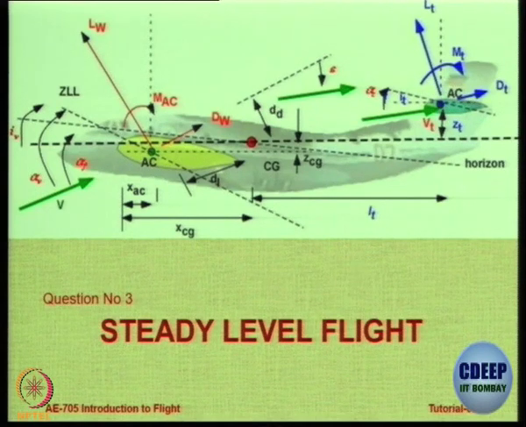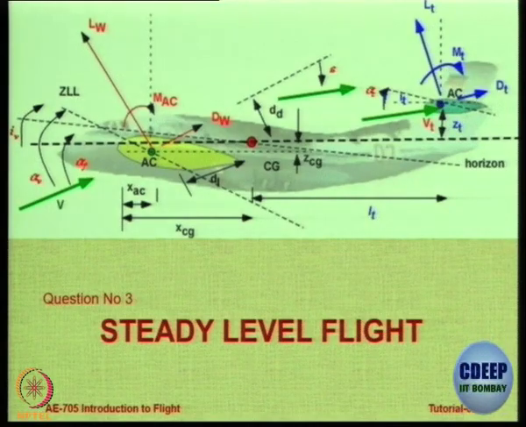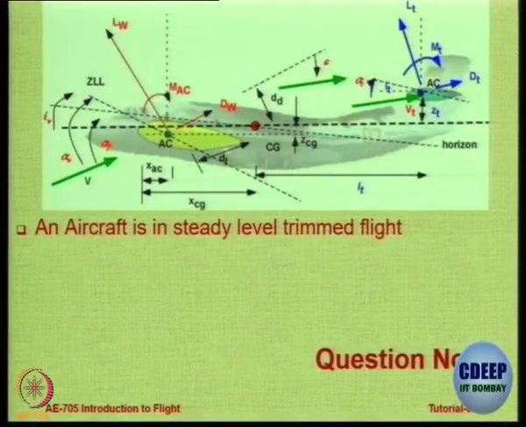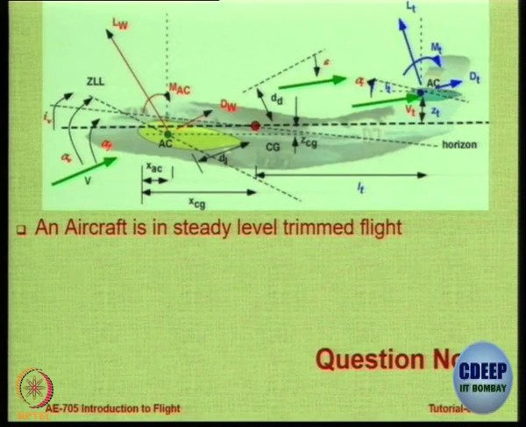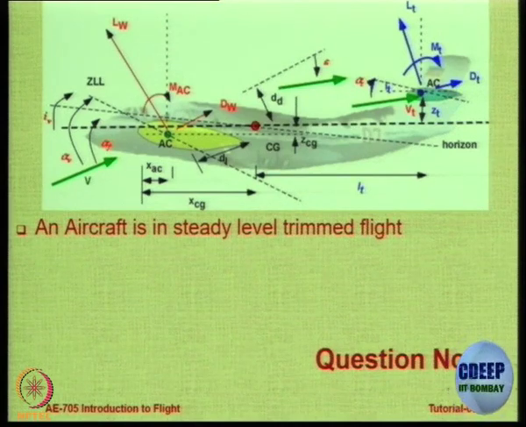But things become easy when we look at level flight. In level flight, this lift vector L will not have any angle. And hence the drag also will act along the flight path. So the question is that the aircraft is in steady level flight and it is in trimmed flight. So what is the meaning of trimmed flight? When do you say that the aircraft is in a trimmed condition? Somebody here? Yes, what do you mean by trimmed condition?